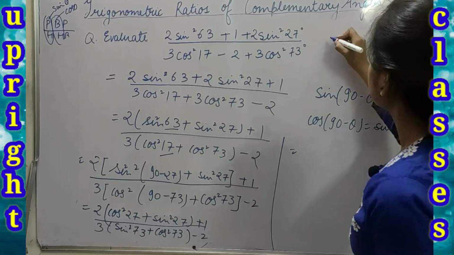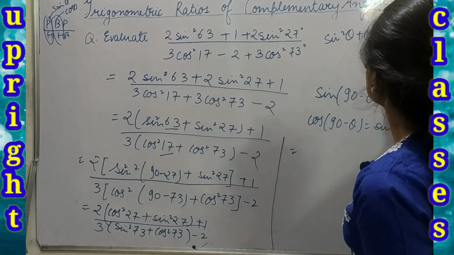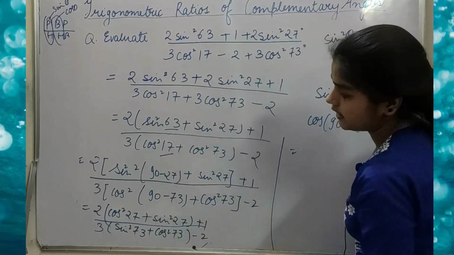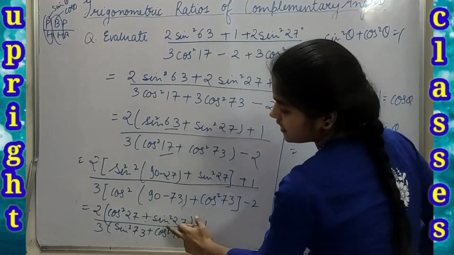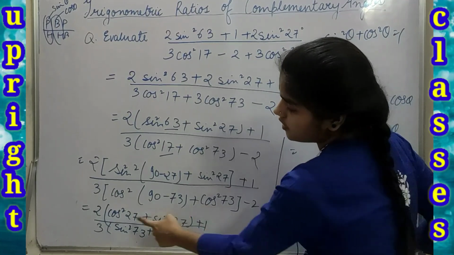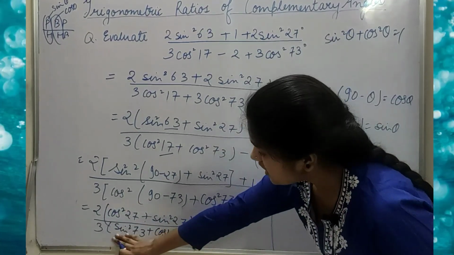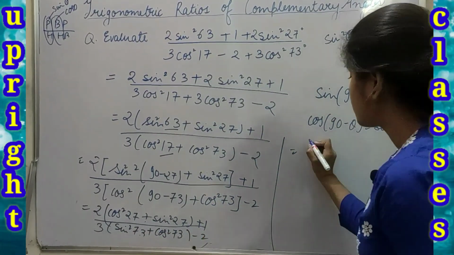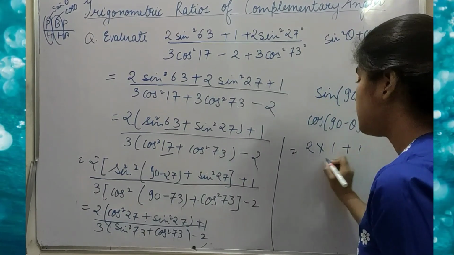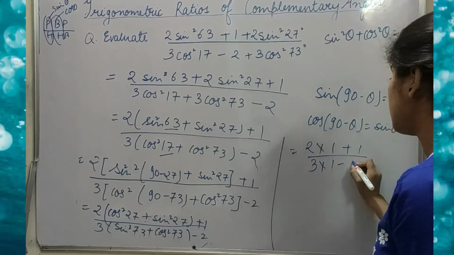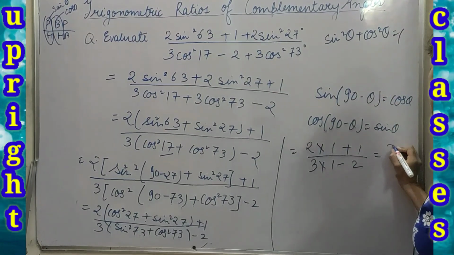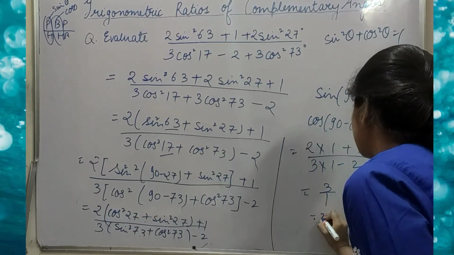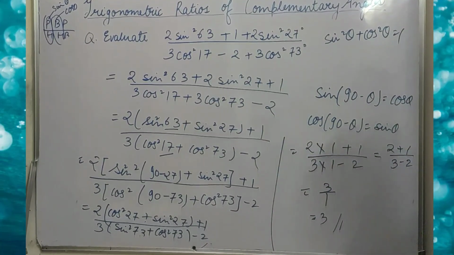I have already told you that sin square theta plus cos square theta is equal to 1, and here they form this identity. Cos square theta, here theta is 27, and sin square theta, here also theta is 27, so this whole forms 1. In the same way, sin square 73 plus cos square 73 will also be equal to 1. So you can write it as 2 into 1 plus 1, upon 3 into 1 minus 2, which is equal to 2 plus 1, 3, upon 3 minus 2, 1. So the answer of this question is 3. This is the answer.